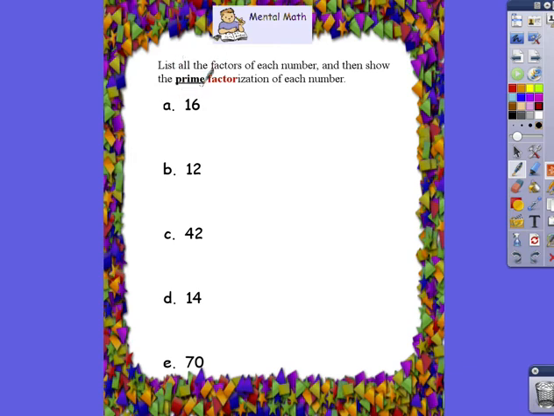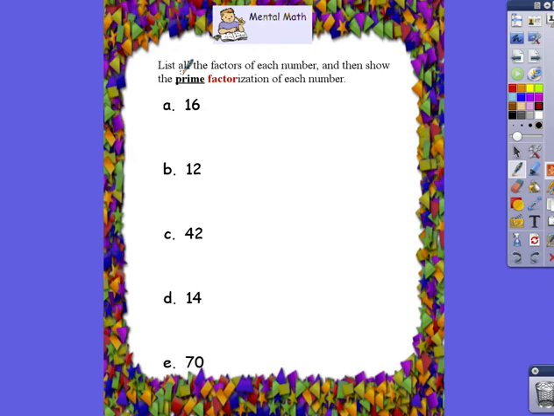Prime, what does that word prime mean? Remember, prime is any time that you can multiply a number, and the only way to get to it is when you multiply it by 1 and itself. 3 is a prime number. The only way to get to 3 is 1 times 3. 13 is a prime number. The only way to get to 13 is 1 times 13.